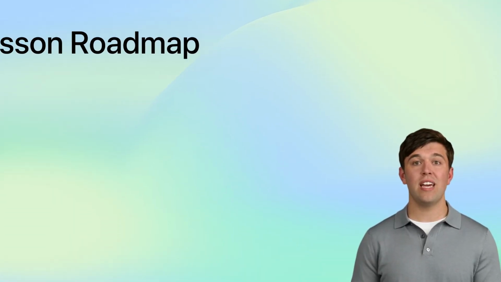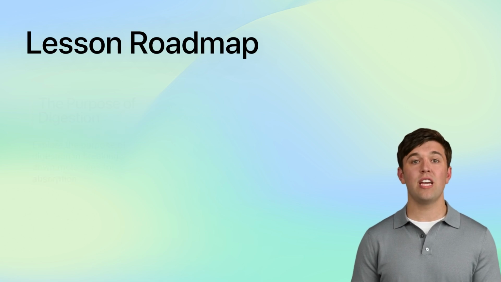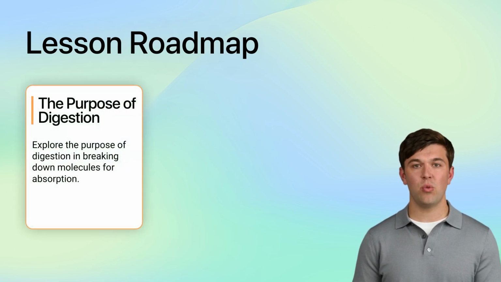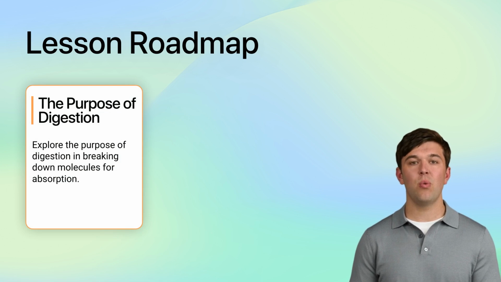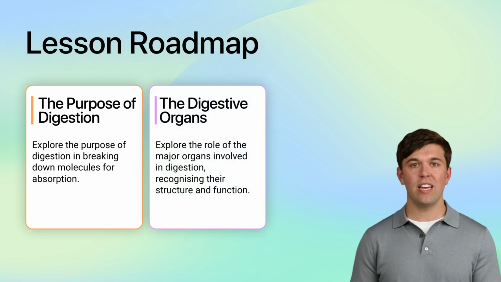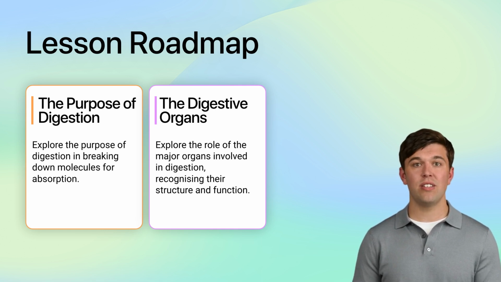In our lesson today, we will explore the purpose of digestion in breaking down molecules for absorption. We will then explore the role of the major organs involved in digestion, recognizing their structure and function. Digestion explains how our bodies convert food into the essential components that we need for growth, energy, and maintenance.